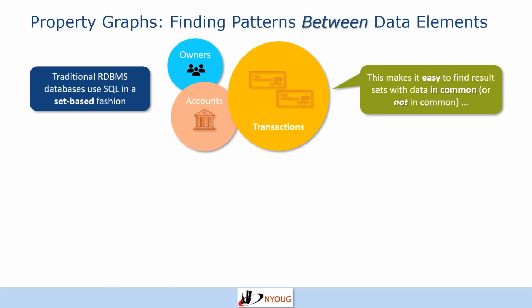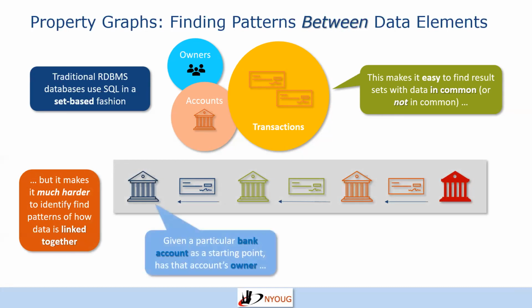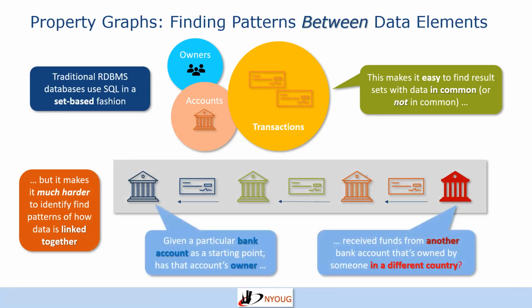And that's really good if you're trying to say, show me everybody that has a transaction that's more than $1,000 for an account that's owned in my personal range. Oh, and by the way, owned by my wife. That's easy to do. And of course, you could expand that concept out to any type of transactions that you might have. But here's the thing. What if you're trying to figure out something like this? Given a particular bank as a starting point, tell me if a bank other than the account's owner has received funds from another bank owned by someone in a different country.